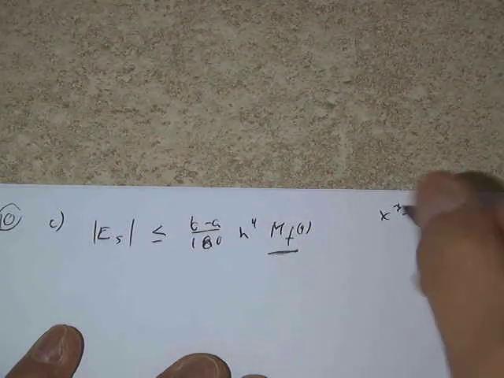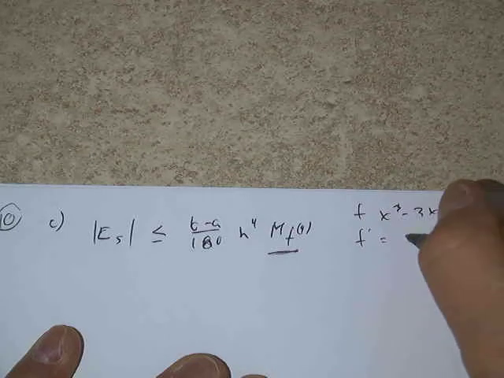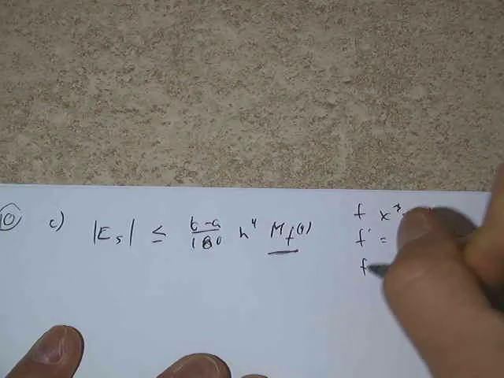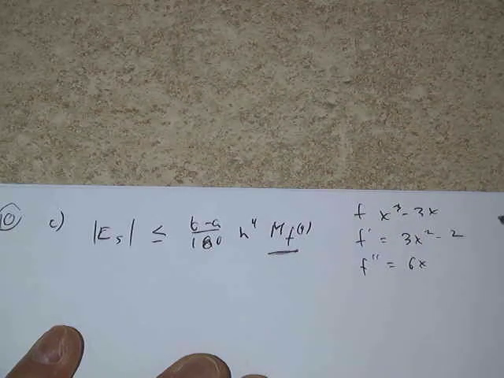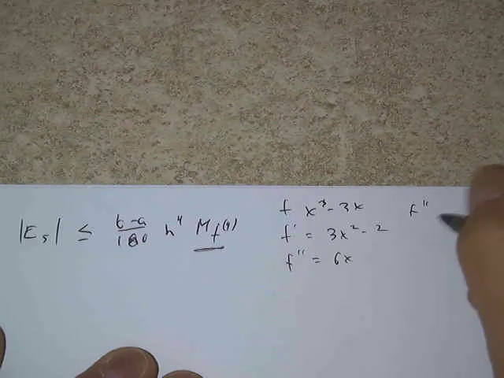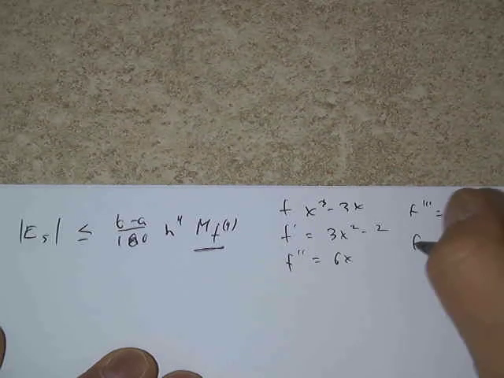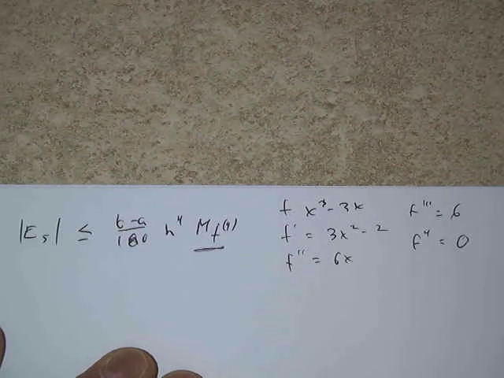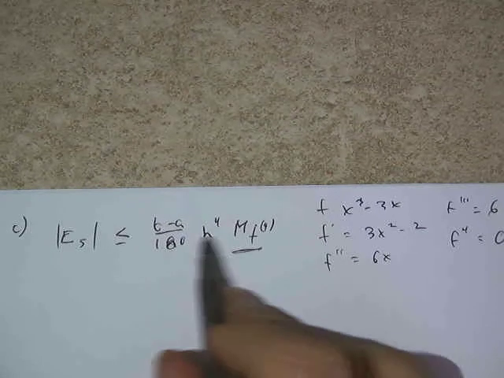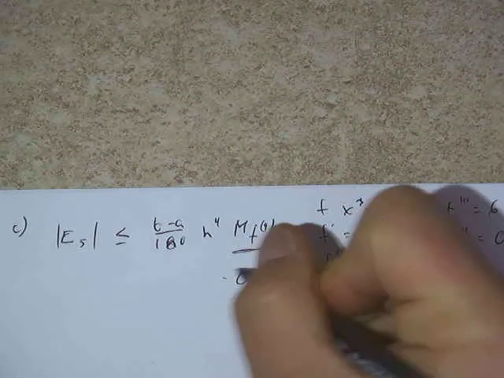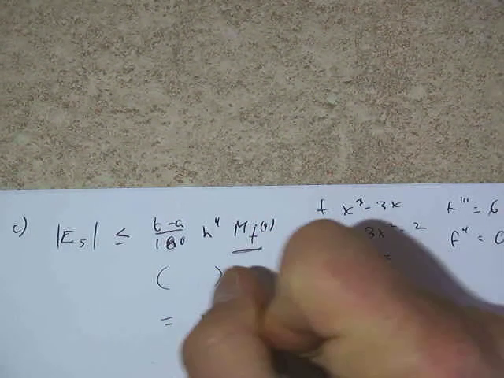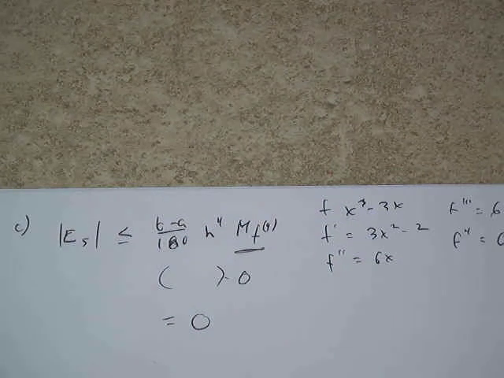Cool. And ultimately, if this is my f, what's f prime? 3x squared minus 2. What's f double prime? 6x. What's f triple prime? It's 6. And what's f 4? 0. So ultimately, no matter what this stuff is, what is this? It's 0 times something, and that equals what? 0. So could we have predicted that knowing the error bound formula?